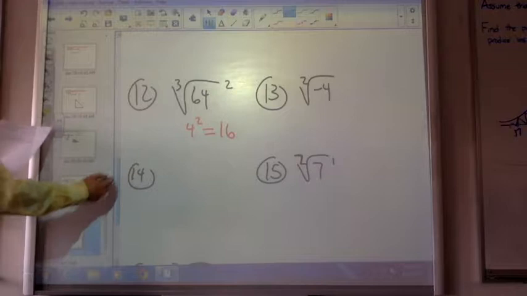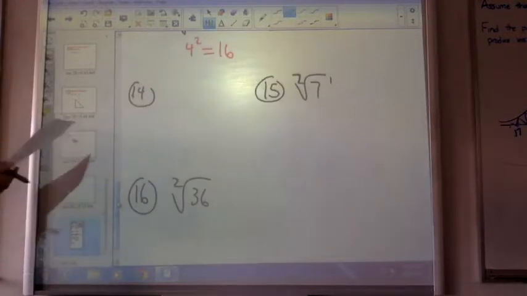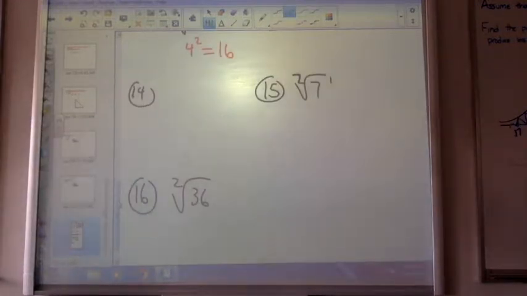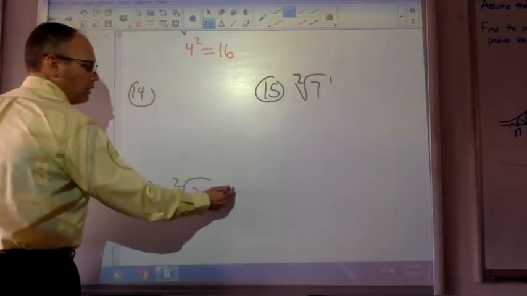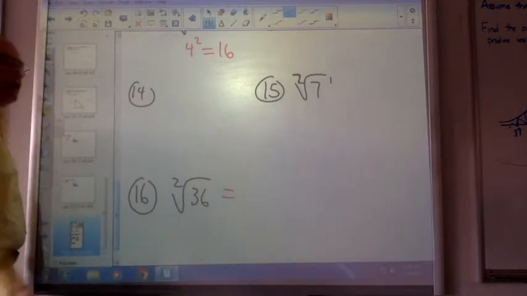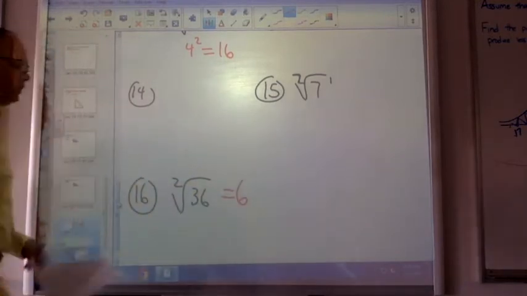Number 14. Can I find the square root of 7? If I have a calculator, yeah. If I don't, no. 15, can I find the square root of 7? Same thing. And then what's the square root of 36? 8 times 8 is 64. 6 times 6 is 36.